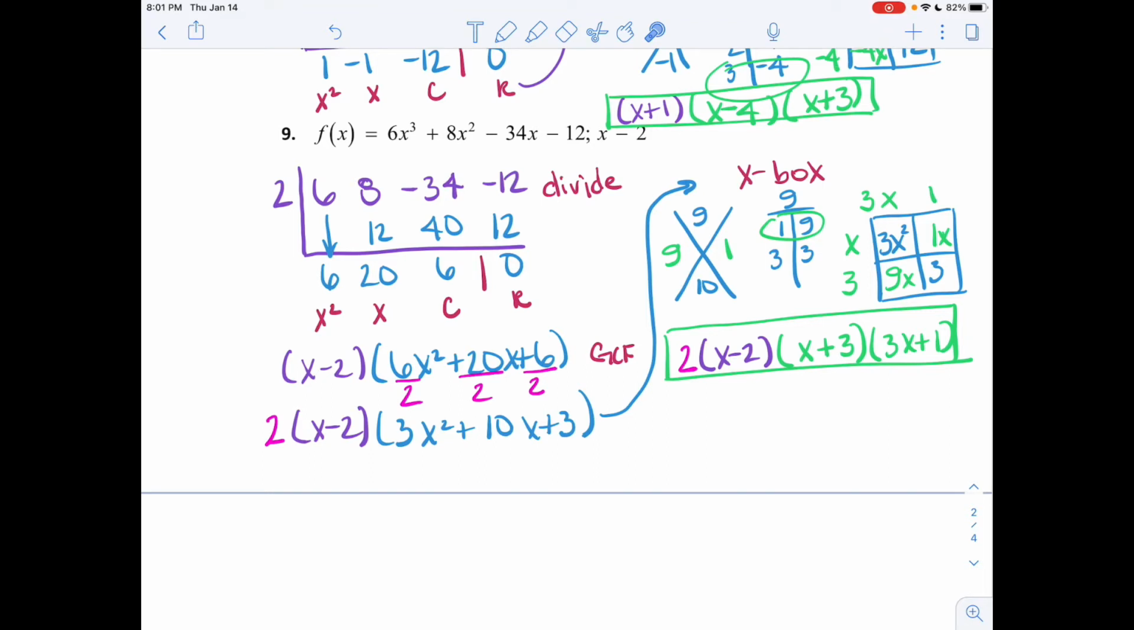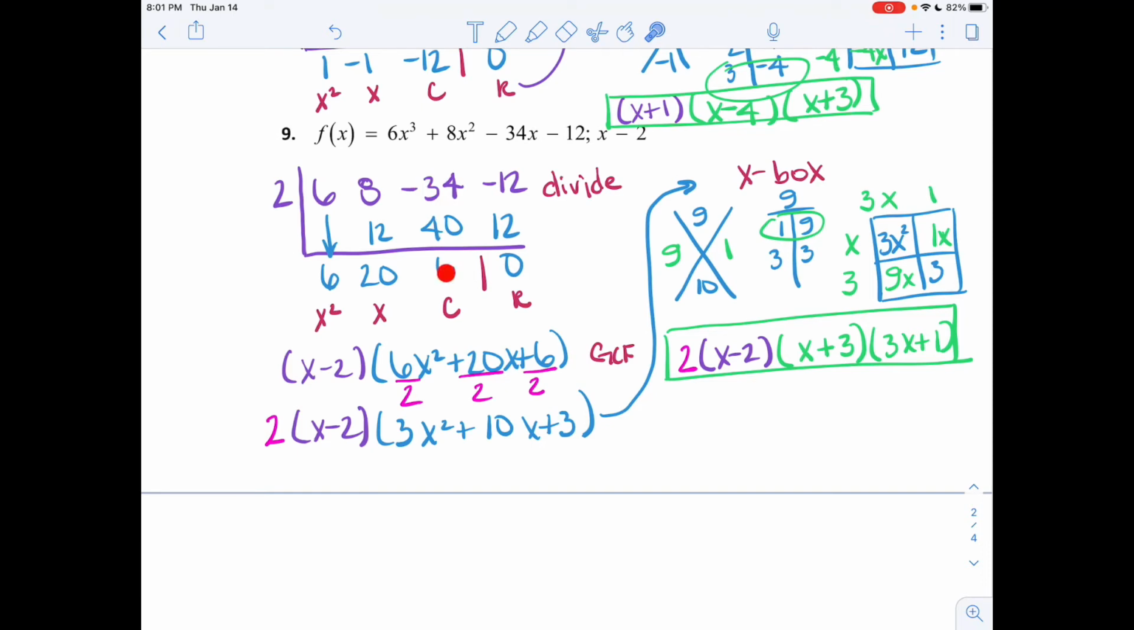Now I'm going to start my synthetic division. 6 comes down and multiplies by 2 to give me 12 that I write up and to the right. 8 plus 12 is 20. Go again. 20 times 2, up and to the right, 40. -34 plus 40 is 6.